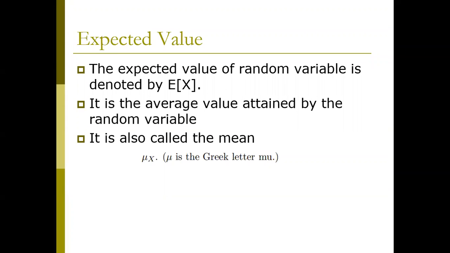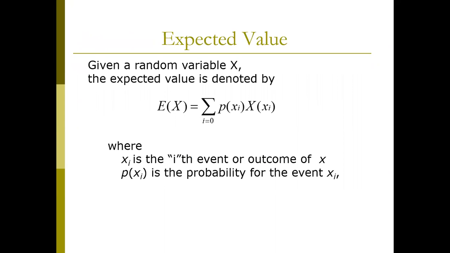In this video, we will look at how to calculate the expected value. The expected value of a random variable is denoted by E of x. It is the average value attained by the random variable, and this is also referred to as the mean. The expected value of a random variable may be calculated by multiplying the random variable by its probability. We will look at an example.